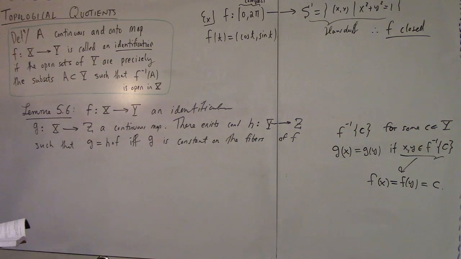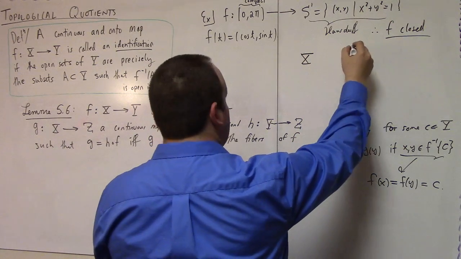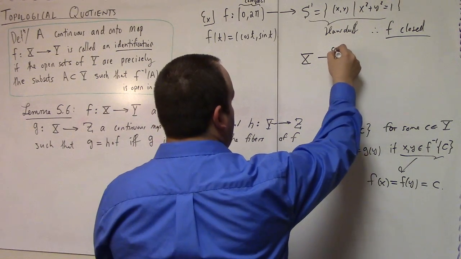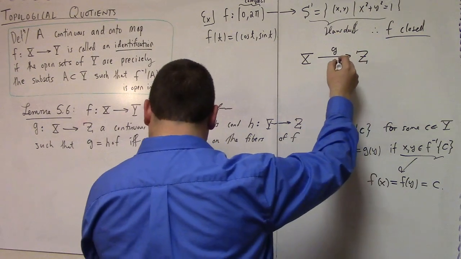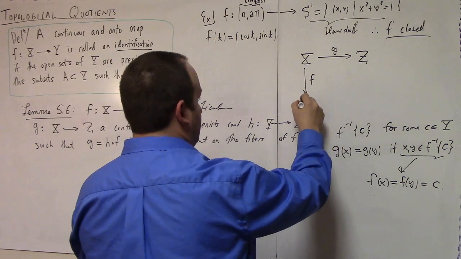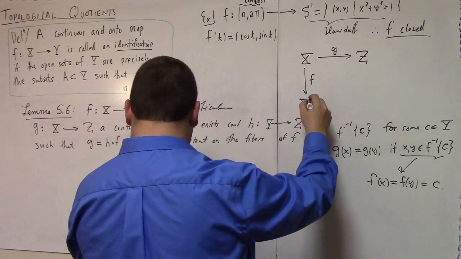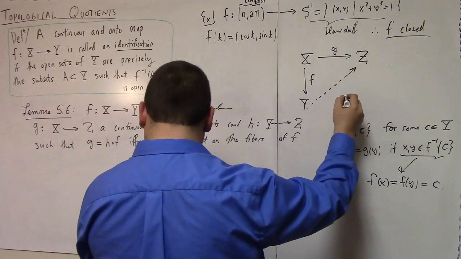And there's a picture that goes with this. You have X, you have g, a continuous mapping from X to Z. Then you have f, which is our identification, down to Y. And then this is the one that's given by the theorem, h.